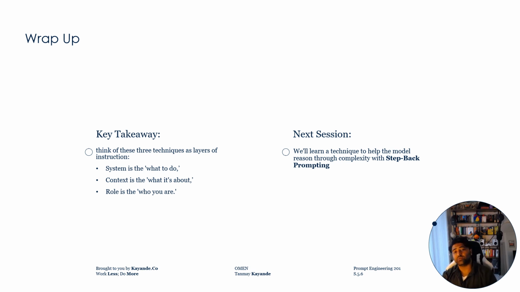So far, all the techniques we've discussed involve giving the AI a direct problem to solve. But what if the problem is too complex for a single step? In our next session, we'll learn about a powerful technique to help the model reason through complexity called step back prompting.